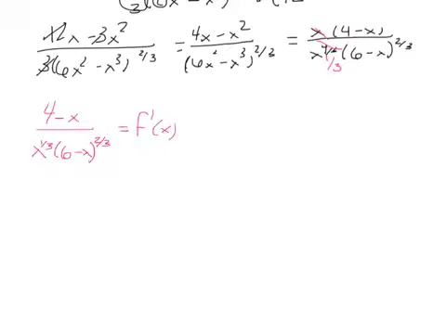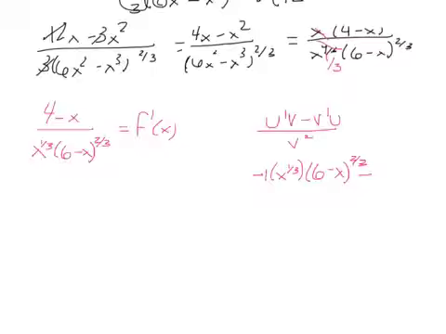So let's take the second derivative and we will do, reminder, u prime v minus v prime u over v squared. So u prime is negative 1 times x to the 1/3 times (6 minus x) to the 2/3, minus, and now we need to find v prime. V prime is going to be tricky because I have x to the 1/3 and (6 minus x) to the 2/3.